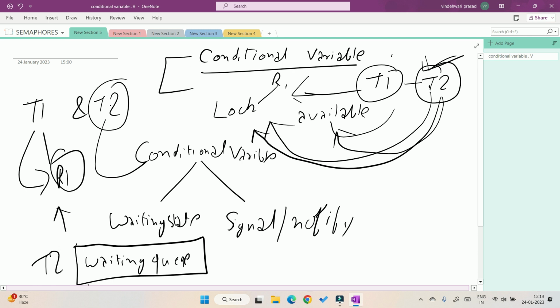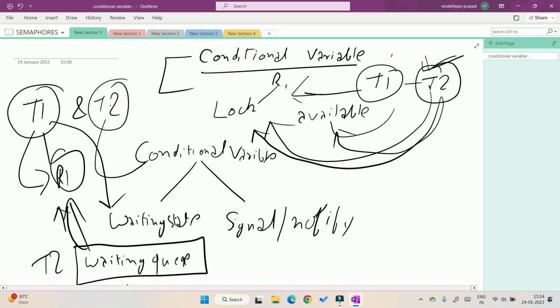So when T1 releases R1, T1 goes and notifies all the threads which are present in the waiting queue, waiting for their resource. T1 notifies all the threads that R1 is released. Now other threads like T2 can go and acquire the lock on R1. So in this way, T2 and other threads which want R1 do not have to check many times whether the resource is locked or available.